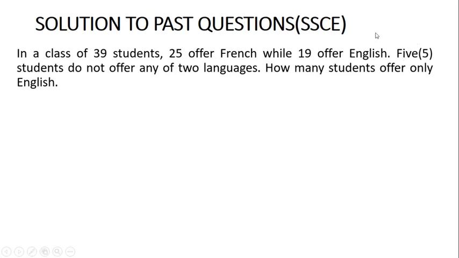And also, to get the number of students that offer English only, once we have the number of students that offer both French and English, subtract from this figure and you arrive at your answer. Now let's look at the Venn diagram.